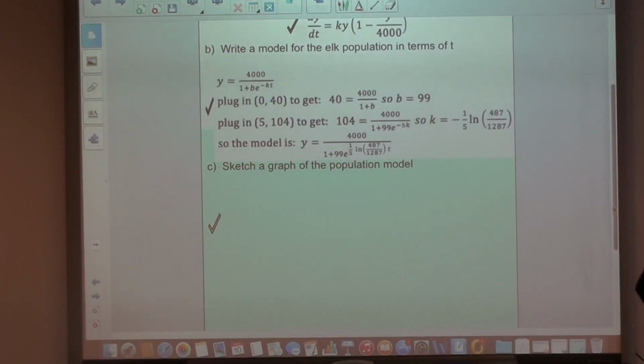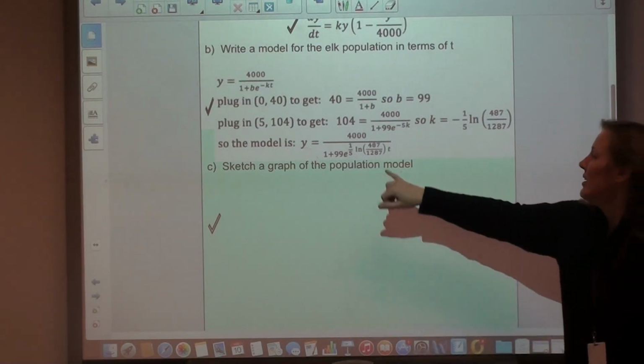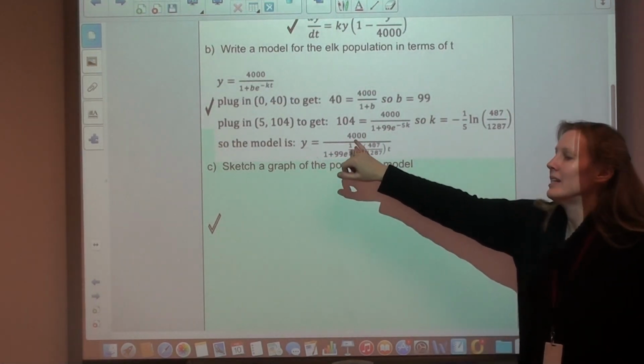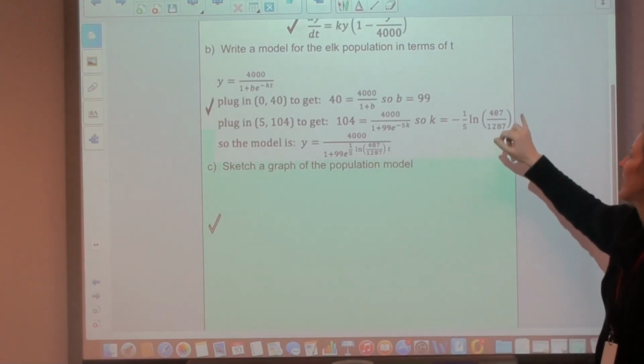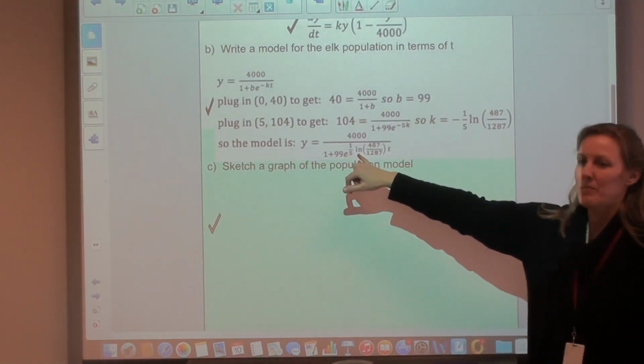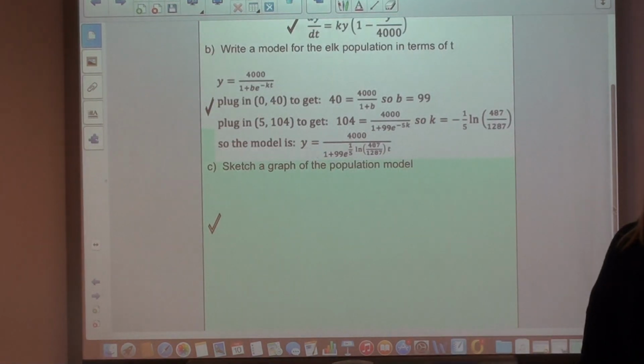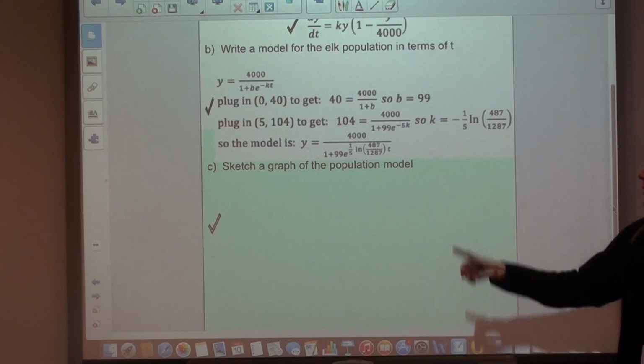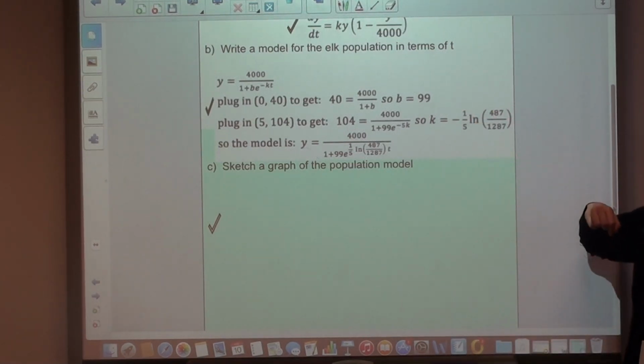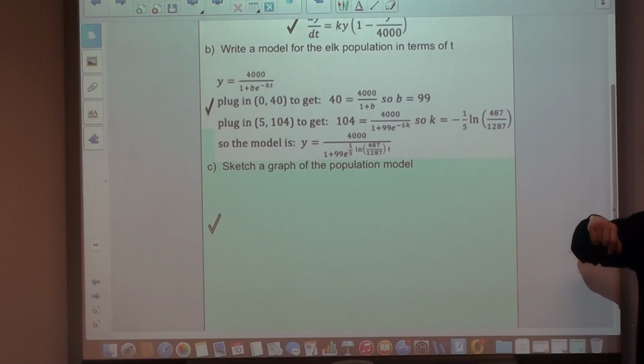Remember, our formula is L over 1 plus B e to the negative kt. Since I got a negative value for k, it ends up canceling with the other negative and becoming positive. Is that okay? Unless you put the negative up and have L in a 1287 over 47, then it would be negative.